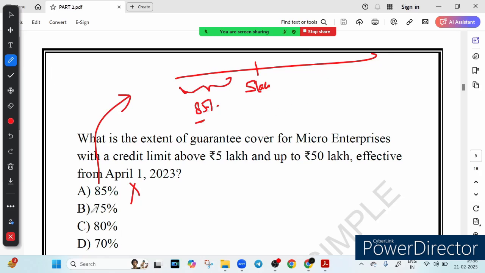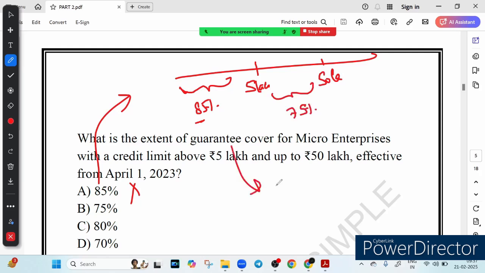This is absolutely correct. As per the latest update effective 1st April 2023, the guarantee cover for a micro enterprise with a loan above 5 lakh and up to 50 lakh, in this range of 5 to 50 lakh, is how much? 75%. Let me give you an example to make it more clear.